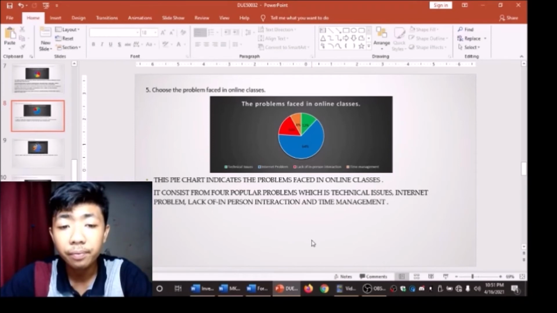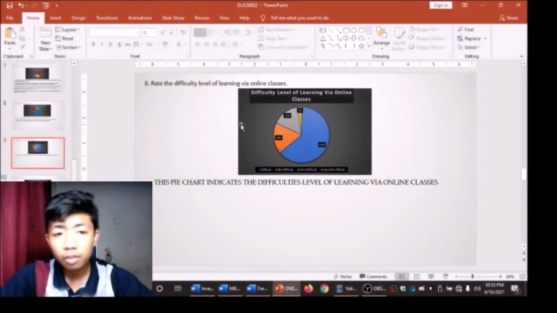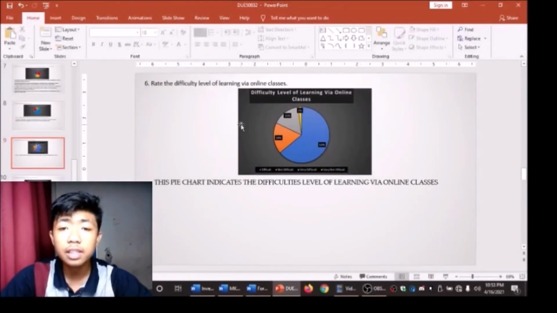To sum up, we can see that the most common problem faced by the respondents when going to online class is internet problems, followed by lack of in-person interactions, and the third is technical problems, and the last is time management. For the sixth graph, this pie chart indicates the difficulty level of learning via online class.